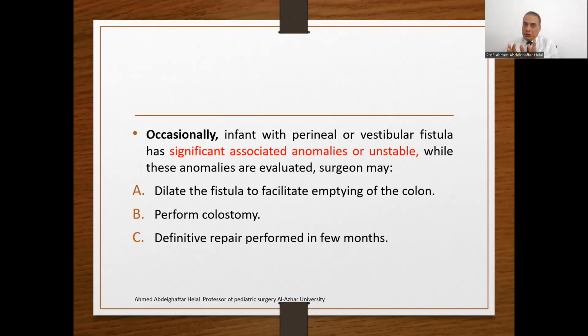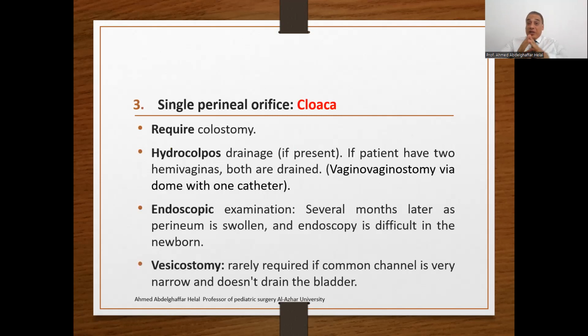So if the conditions of the anorectal malformation require primary repair but the baby is unstable with associated anomalies, we shift to staged repair. This is safer for the baby's life. If the perineal inspection after 24 hours discloses a single perineal orifice, cloaca, this requires colostomy from the start. The hydrocolpus drainage, if present, must be searched for. And if the patient has two hemivaginas, these may have double hydrocolpus, requiring drainage of both chambers of the vagina. Also, endoscopic examination is very important.